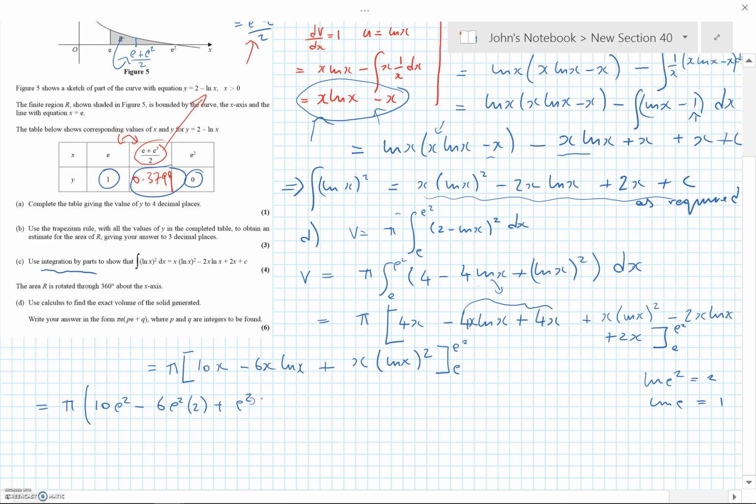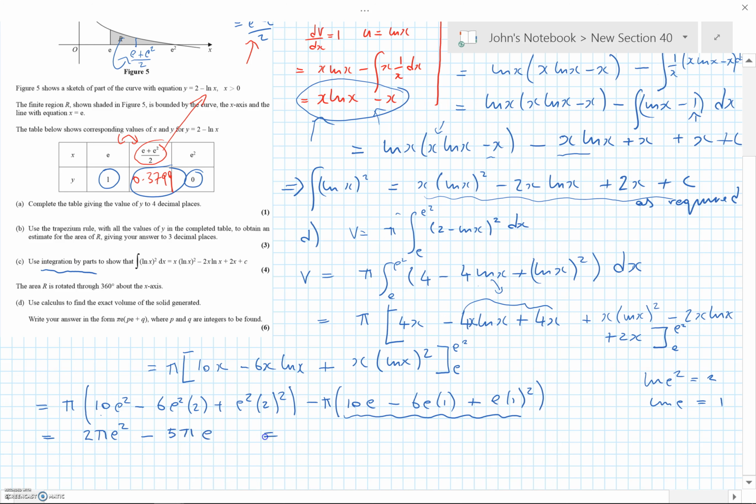e squared times 2 squared, minus, still got a pi there because pi is a multiple of everything, that's 10e minus 6e times 1 because of ln e, plus e times 1 squared, and that equals, working all this out, there's 10e squared here, there's 12e squared here, and there's 4e squared there, so that's 10 minus 12, which is minus 2, plus 4, so that's 2 pi e squared, and this bit here 10e minus 6e, which is 4e, plus e, which is 5e, so that's minus 5 pi e.